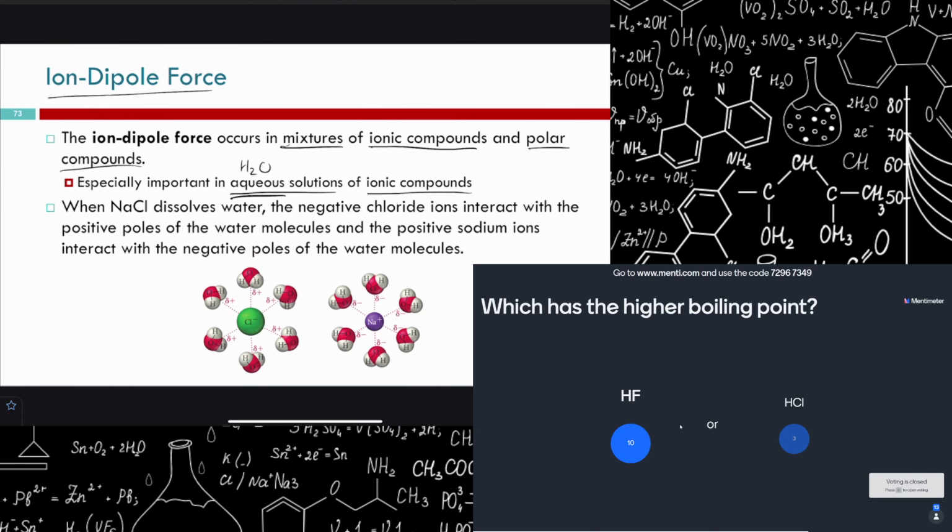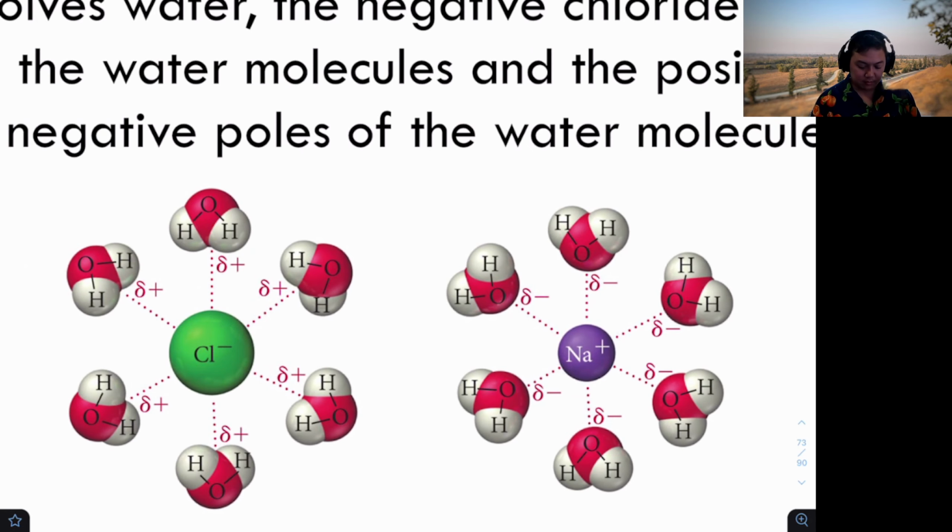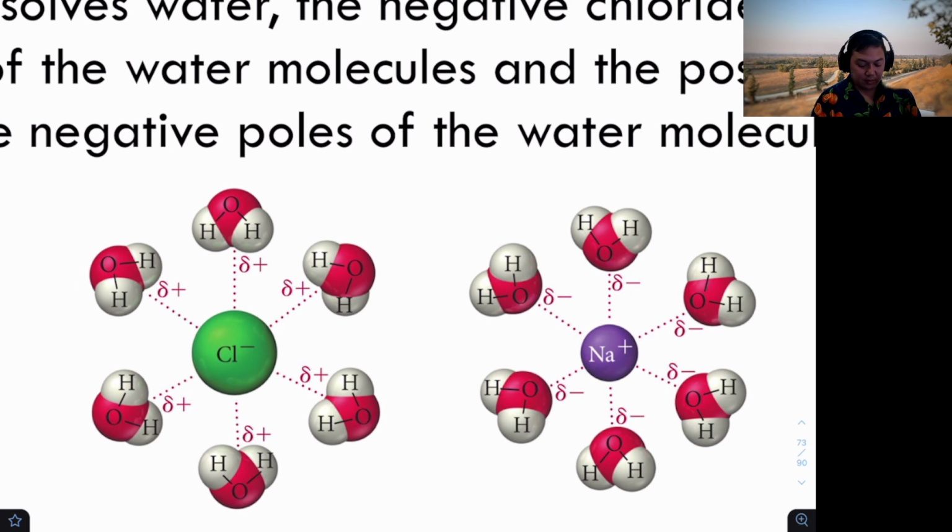So here we have sodium chloride. Again, let me zoom this. So these are all the positive ends of these water molecules surrounding the negative chlorine. And then all of the negative ends of the water molecules surrounding the positive sodium.